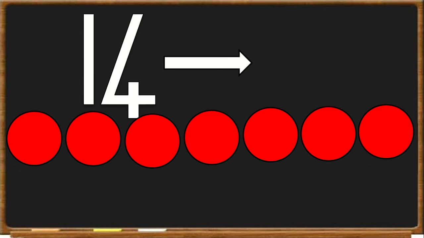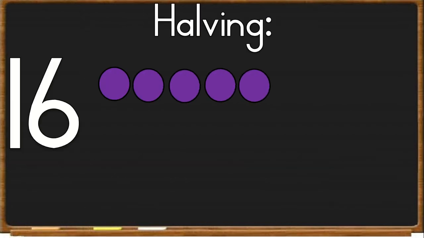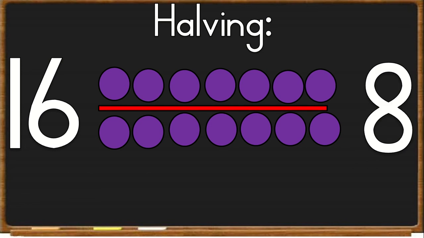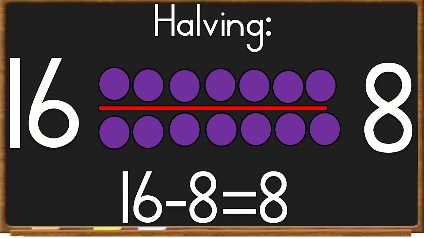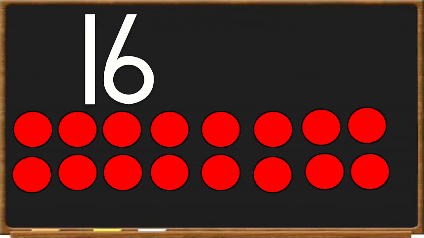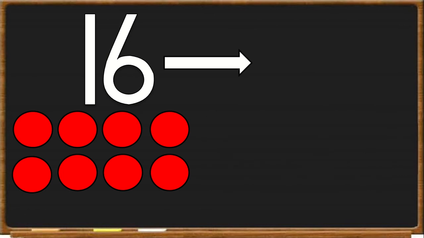I'm left with 7. So again we have 16. We're going to take away half. We're going to be left with 8. So 16 take away 8 is 8. Here I have 16 balls. I find half. I take away half, and I see I'm left with 8.